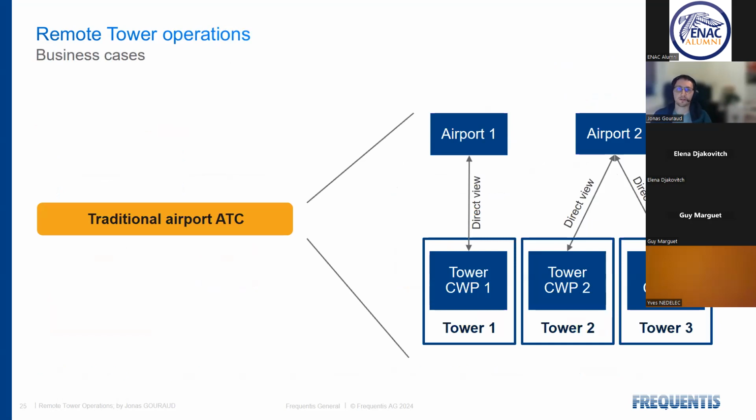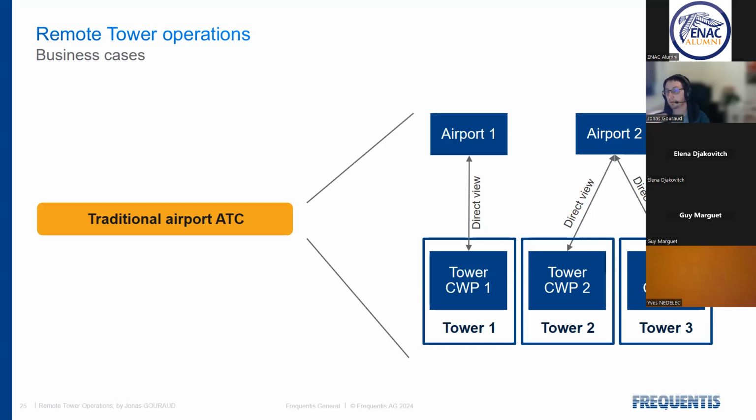Now for the business cases, we saw the different bricks that are actually composing the remote towers. Now is the question, how is remote tower used? Because you have the bricks, but then you have to see how operations are actually done. To make sure we're all on the same page, you have first the traditional towers. Traditional towers, well, you put the tower on the airport and this tower controls the airport.